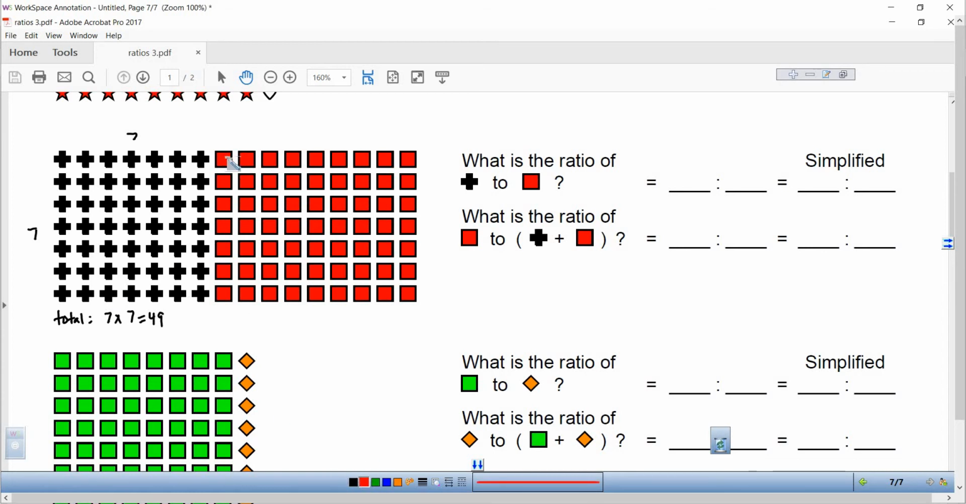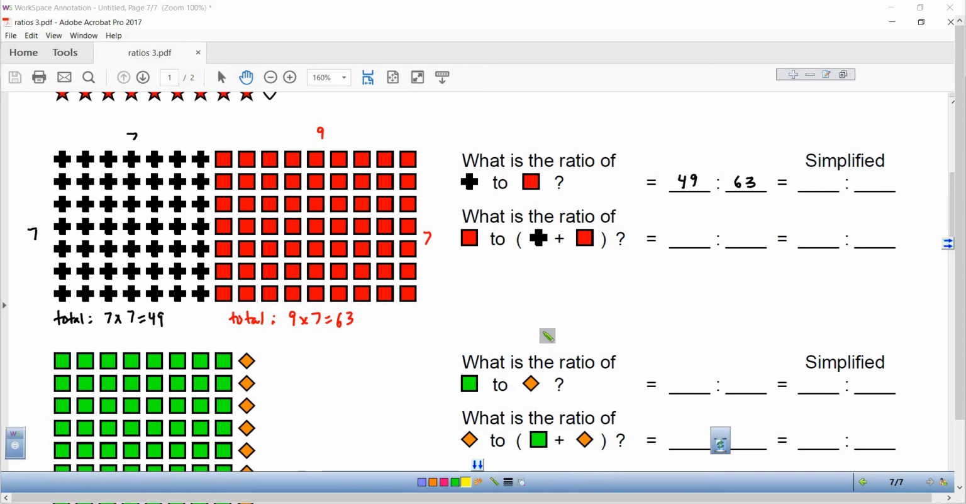All right, what about the red squares? 1, 2, 3, 4, 5, 6, 7, 8, 9 going across. And remember, we had 1, 2, 3, 4, 5, 6, 7 going down. So my total red squares would be 9 times 7, which is 63. All right, so my unsimplified ratio is going to be 49 to 63, right? 49 of these to 63 of those.